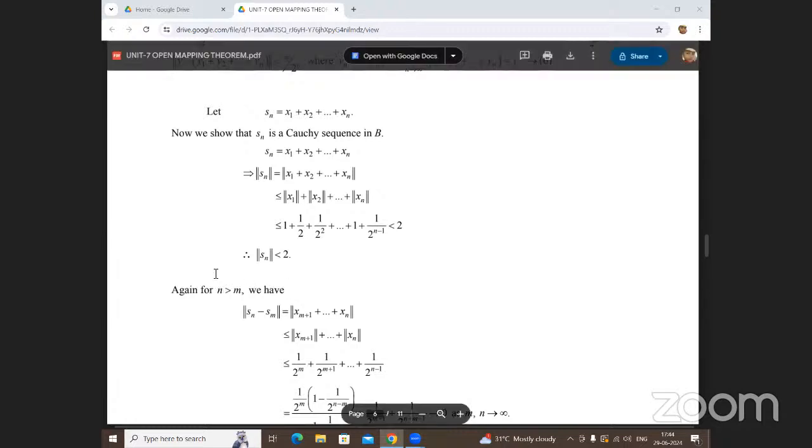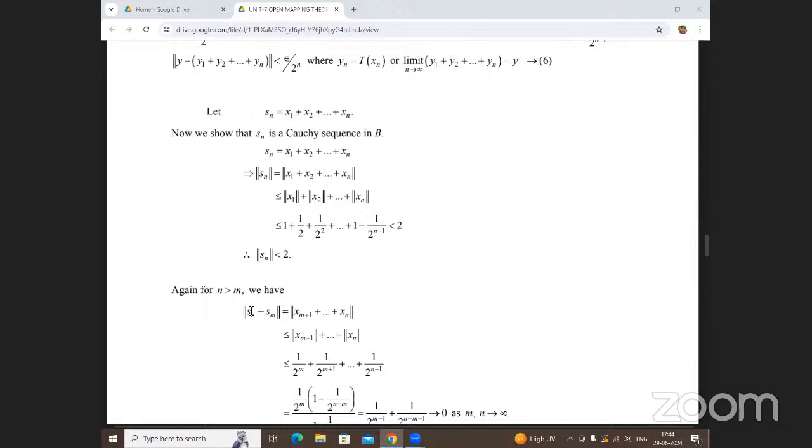For a Cauchy sequence, we take another positive integer m. Between the sequences Sn and Sm, the difference of their norms: Sn equals x1 plus x2 plus so on plus xm plus xm plus 1 plus so on up to xn, and Sm is x1 plus x2 plus so on plus xm. Cancelling the common part between Sn and Sm, the remaining values are xm plus 1, xm plus 2, so on up to xn.